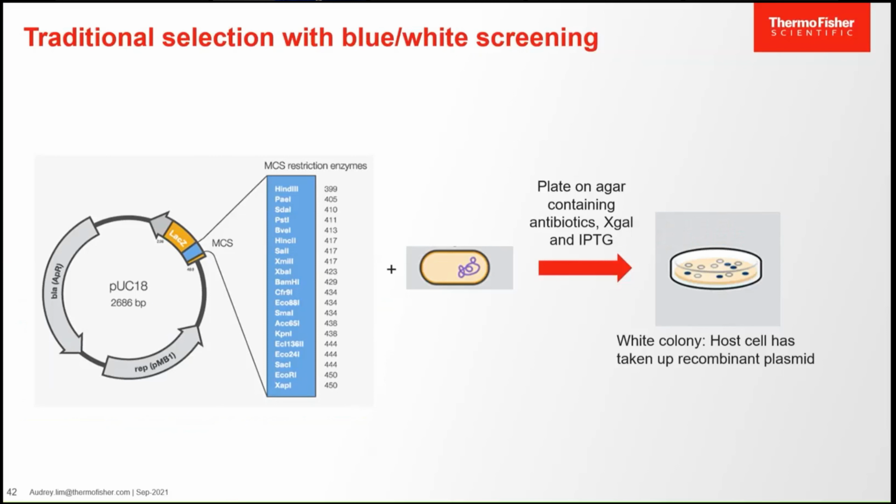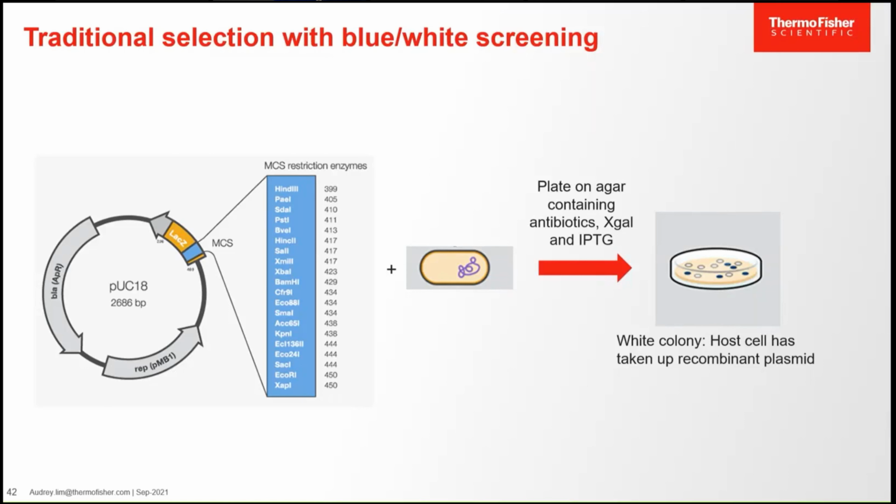Okay, so before I go on, let me touch a bit on a very important topic: selection. Selection is typically performed after the transformation. It determines whether the colony that you observe after the transformation carries your gene of interest or not. Traditionally, selection is performed by blue-white screening.